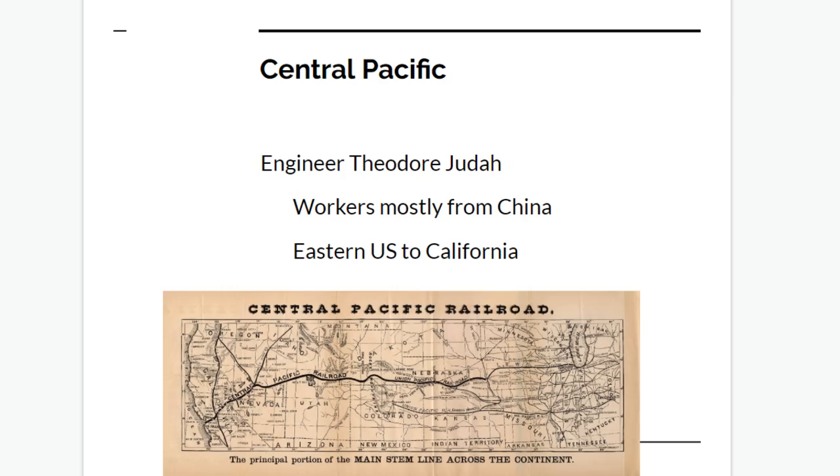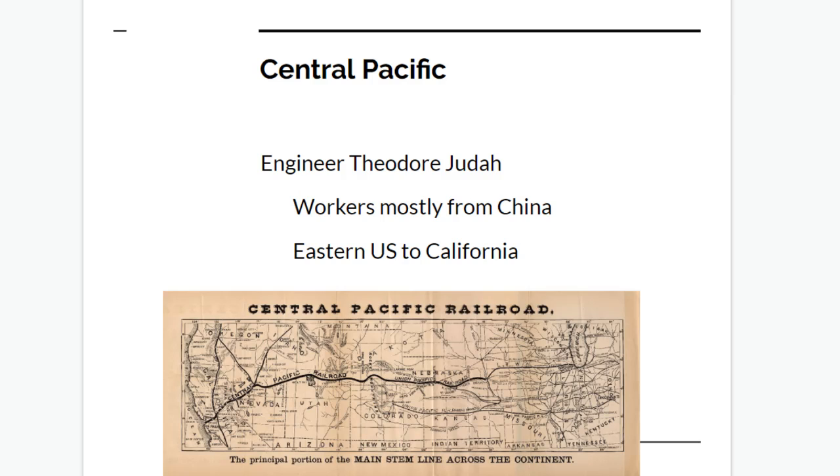The other company is called the Central Pacific, and this began as the dream of engineer Theodore Judah. He sold stock in his fledgling Central Pacific Railroad Company to four Sacramento merchants. These four people eventually made huge fortunes and had huge success.